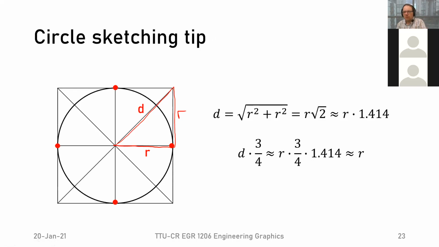Not really, but close enough for us, right? For a sketch. Comes out to be 1.06 or something, right? But relatively close. So that means we can approximate where the radius is by just taking 3/4 of this length. And of course, for most of us, it's relatively easy to find where 3/4 or something is, right?